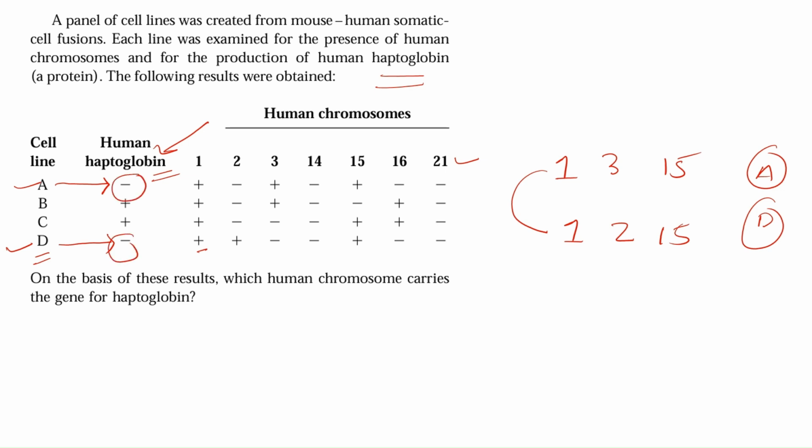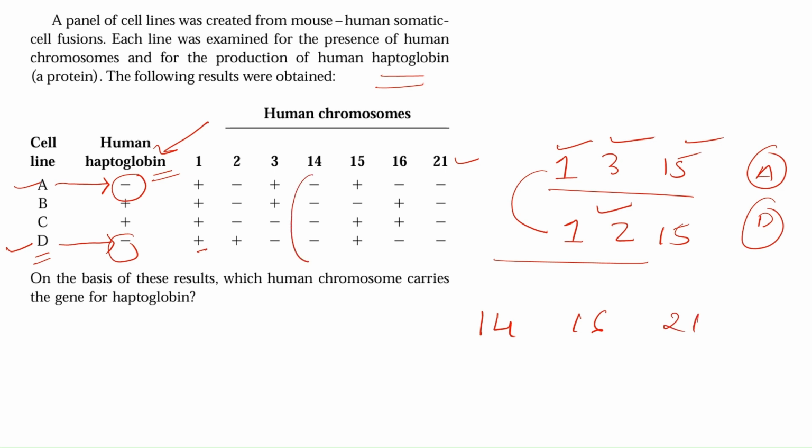It is minus. So definitely the gene is not present in these chromosomes, because if the gene would have been in these chromosomes, it should get expressed. But it is absent from these two cell lines. That means the chromosomes present in these cell lines definitely don't contain the gene for haptoglobin. So the gene is not present in chromosome number 1, chromosome number 2, chromosome number 3 and chromosome number 15. Now we are left with chromosomes 14, 16 and 21.